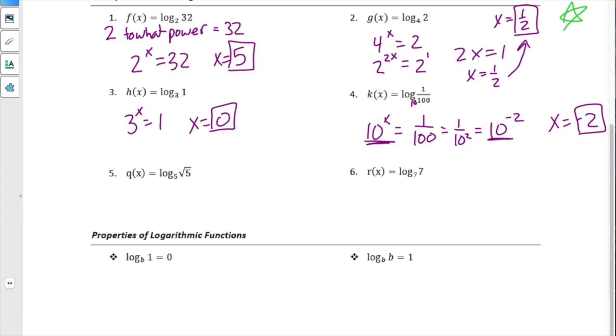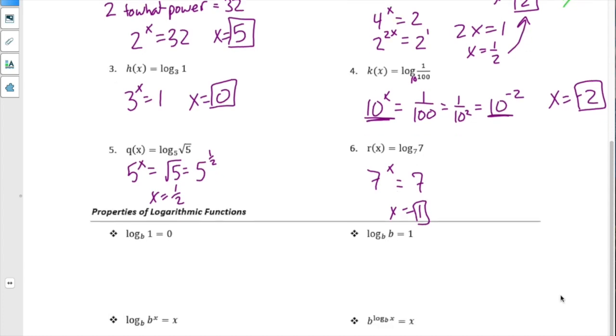Log base 5 of the square root of 5, so that's 5 to what power equals the square root of 5. And we do the same thing. I want to rewrite that square root of 5 as an exponent. Okay, and then x equals 1/2. Over here, I have 7 to what power equals 7? So that has to be 1, right? Alrighty. So those are just quick examples.